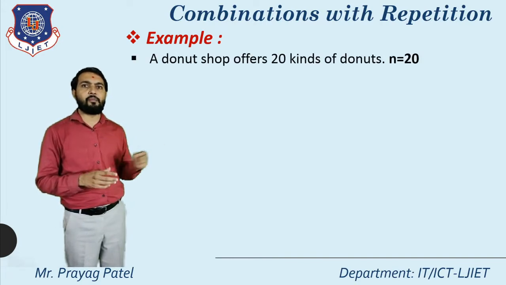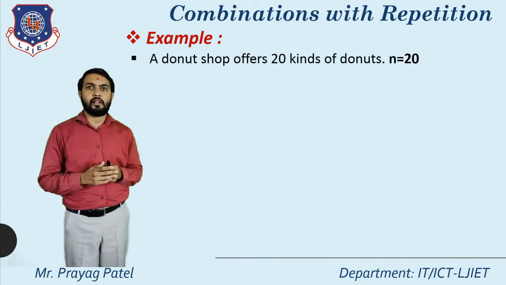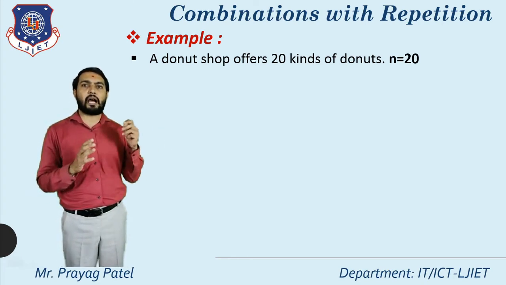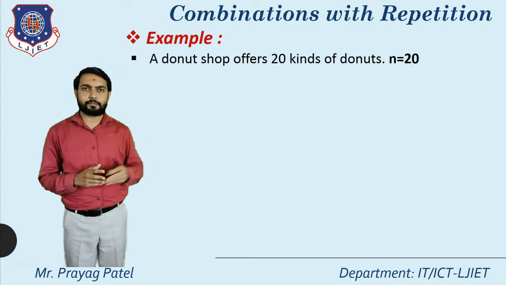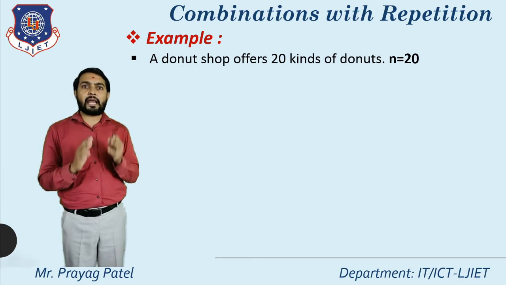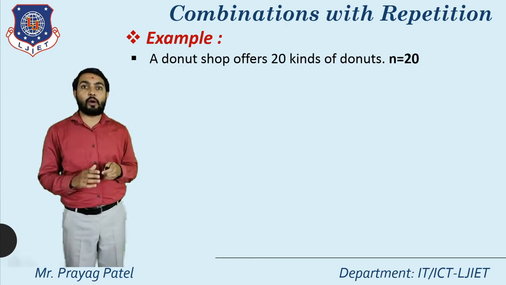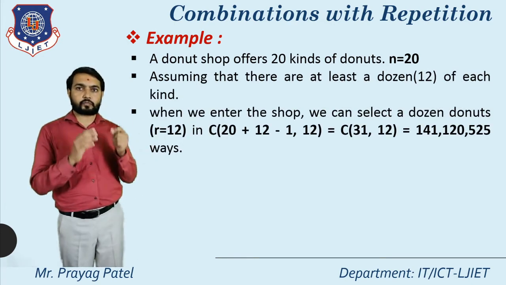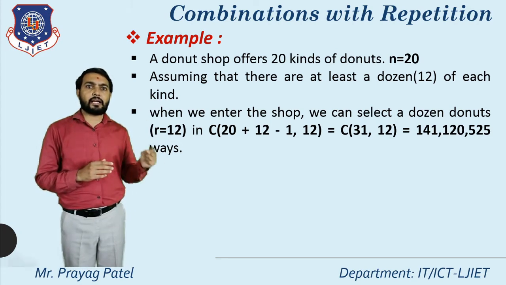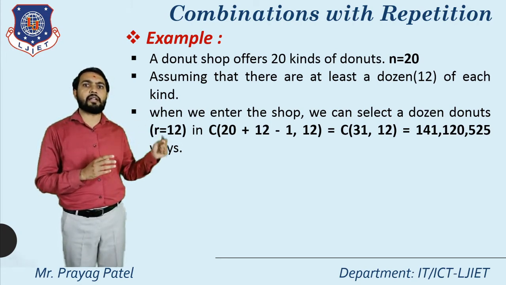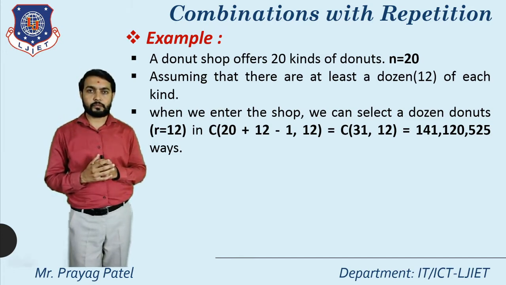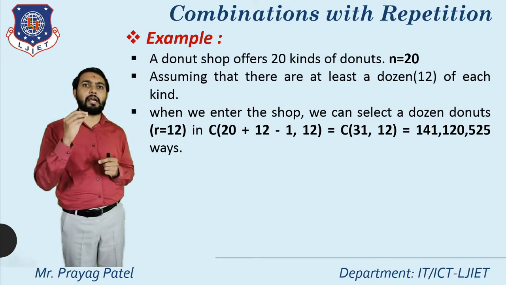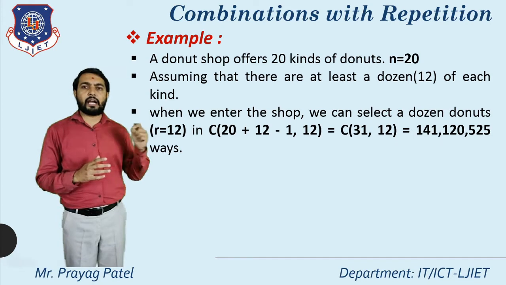Now after that, consider an example of combinations with repetition. A donut shop offers 20 kinds of donuts. So we can say that the number of different types of donuts available is equal to 20, that means n equal to 20 types of donuts available. Now out of the n objects, how many objects do you have to select? When we enter the shop, we can select a dozen donuts. So here R equal to 12. That means we have to select 12 objects from the available n objects. So n equal to 20 and R equal to 12.